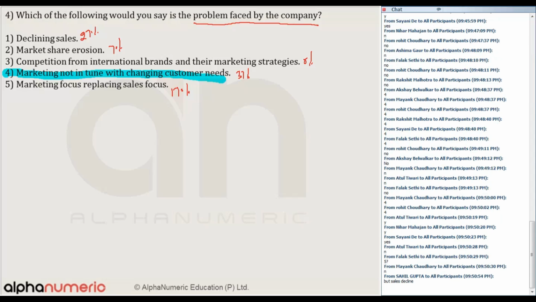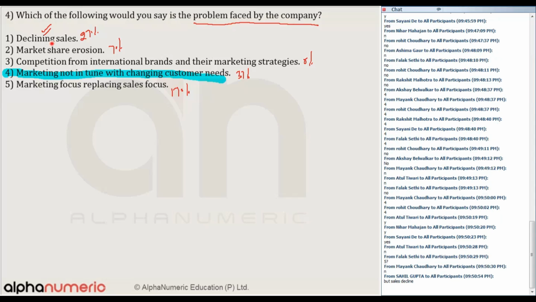Sales is declining, but Sahil, why is the sales declining? Is this a bigger problem or is the declining sales the bigger problem? Do we want to find out the reason why the sales is declining? So the question here is, what would you say is the problem faced by the company? What is the major problem? This is just a symptom of that problem, that the sales has declined.